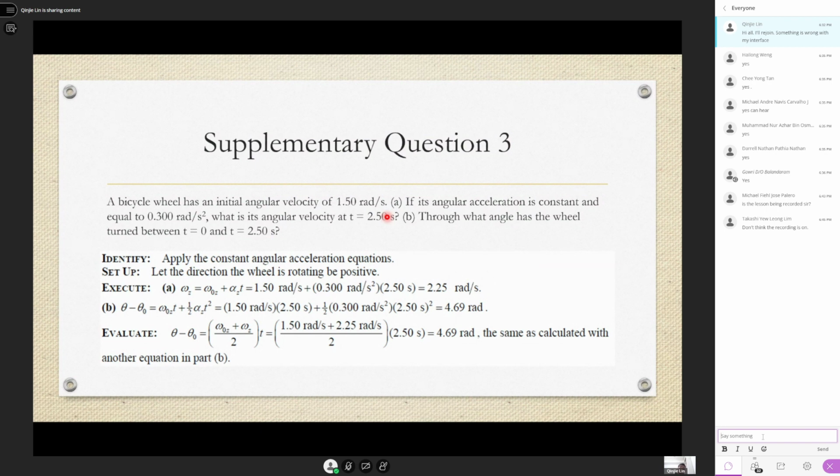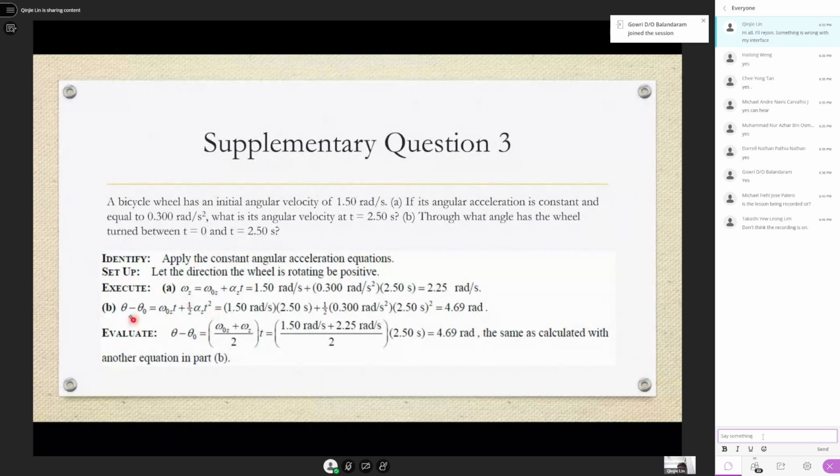Part B, what angle has the wheel turned between 0 and 2.5? So what angle, they are asking you to find angular displacement. How much has it turned? But this one is in the form of angle. So this is to ask you to find angular displacement. When you look at your equations, which one to use, you can use this one.